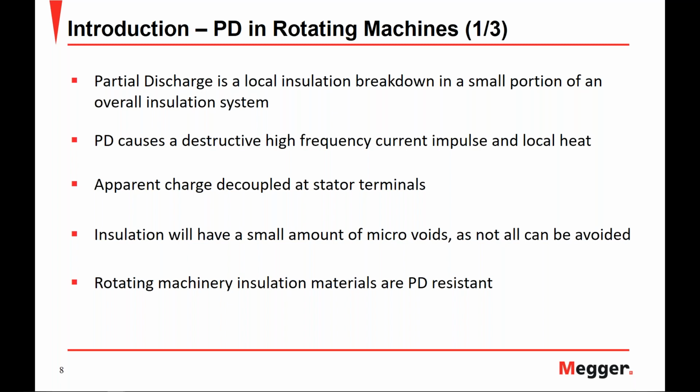And only a fraction of this internal impulse can be decoupled at the stator windings due to the high-frequency signal effects, and this is your so-called apparent charge. And even with today's insulation system design and techniques, a small amount of gas inclusions or microvoids cannot be entirely avoided during the manufacturing process. But it's important to note that commonly used rotating machine insulation materials are partial discharge resistant, resulting in stator winding insulation systems that can more or less tolerate partial discharge activity throughout their life.